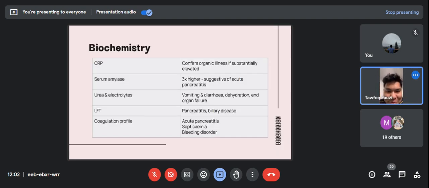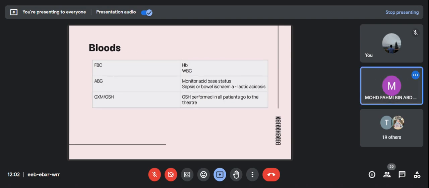Next, please. You mentioned ABG just now, high lactate. So what's important about lactate? In any acute abdomen, what does high lactate acidosis signify to you? It signifies the lack of perfusion, the poor perfusion in the tissue.